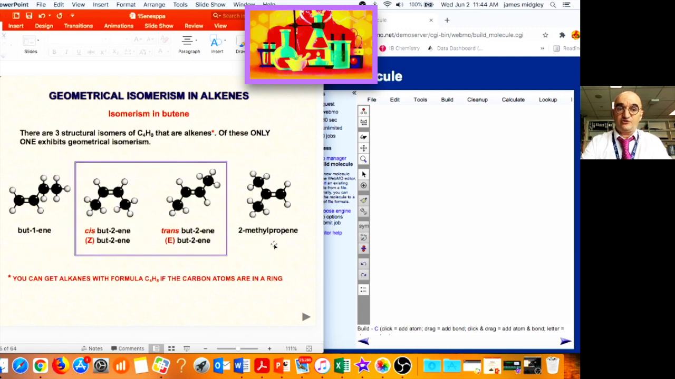Three structural isomers of C4H8 that are straight chain alkenes, no rings. Okay. But-1-ene, but-2-ene, but lowest number, 1-ene. This is in all the textbooks. Cis, same side, 115, 15 wins, 115, 15 wins. This side 115, 15 wins, 115, that one 15 wins.